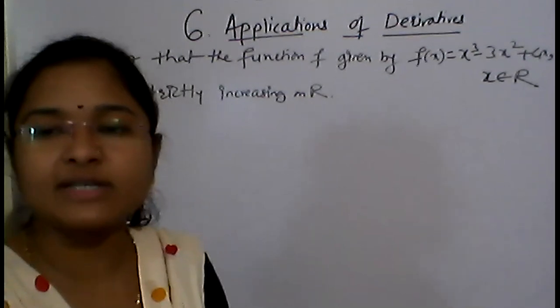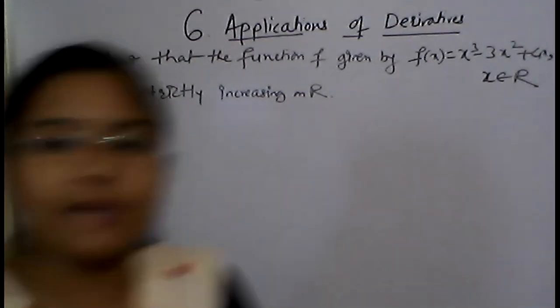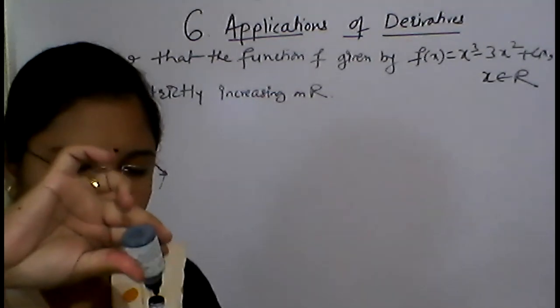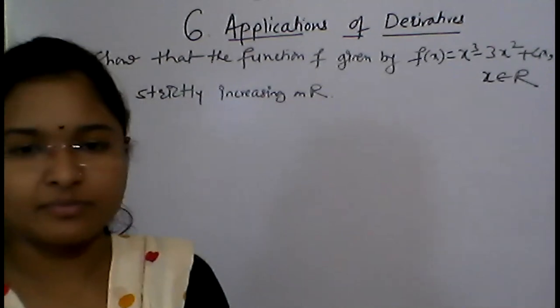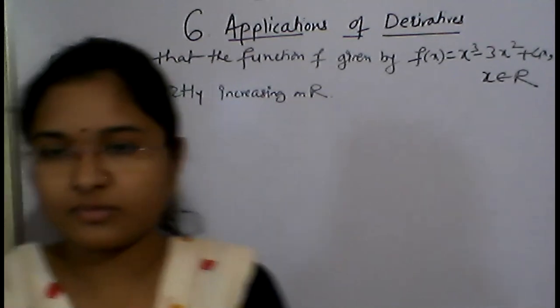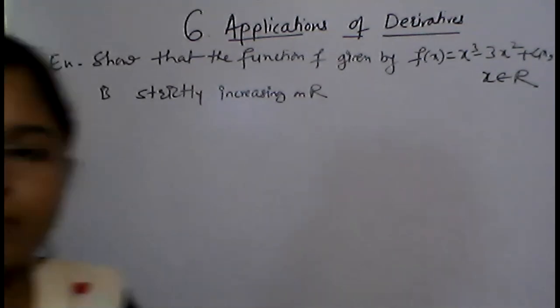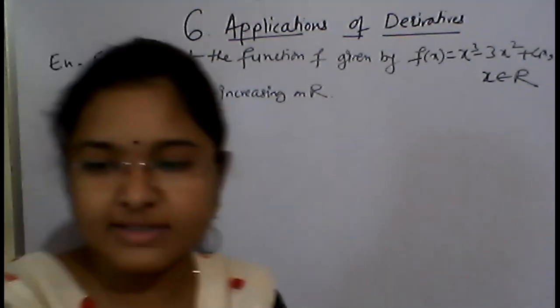So what is the derivative then? Yes, Sarvatne, what is the derivative of this function x cube minus 3x square plus 4x? What is the derivative? 3x square minus 6x plus 4. Yes, 3x square minus 6x plus 4. Okay. Just a minute, boys.